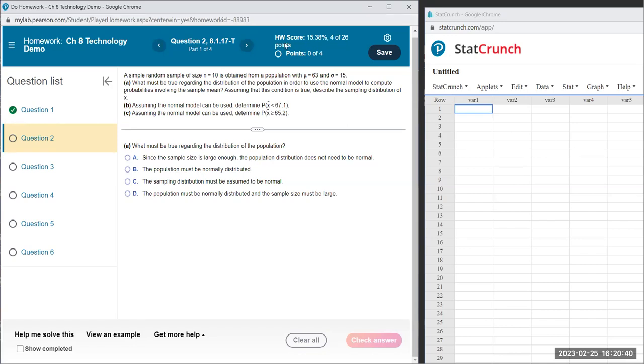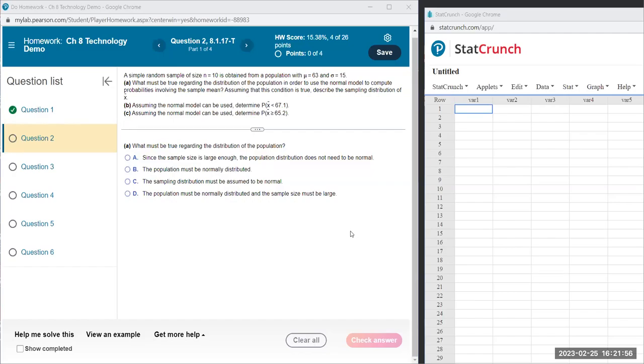So it's asking what must be true for us to be able to do this analysis. What must be true regarding the distribution of the population? Okay, so because the sample size was small, then it has to come from a normal population to begin with. So since the sample size is large enough, no, it isn't, because it's not greater than 30. Yeah, the population that it came from must be normally distributed.